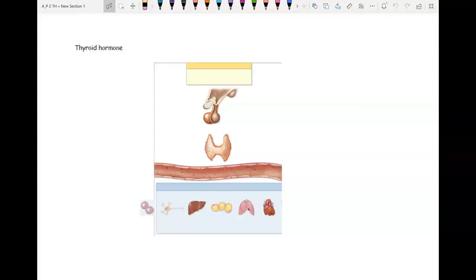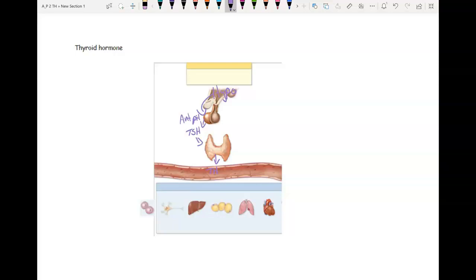Our final hormone is thyroid hormone. And just like with growth hormone, how we covered it as 3 different parts, we're going to do the same with thyroid hormone. So thyroid hormone is another one controlled by the hypothalamus. Your hypothalamus stimulates your anterior pituitary to secrete TSH, which is thyroid stimulating hormone. That stimulates your thyroid gland to secrete TH, thyroid hormone.